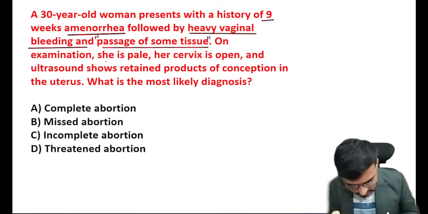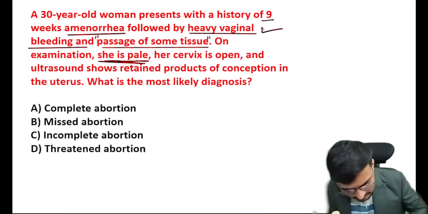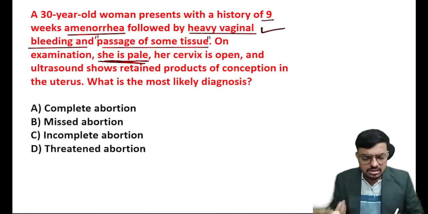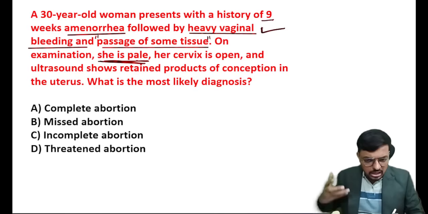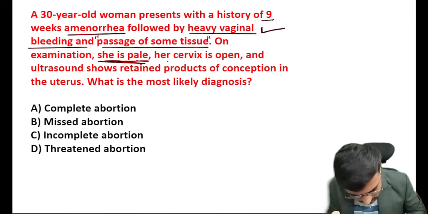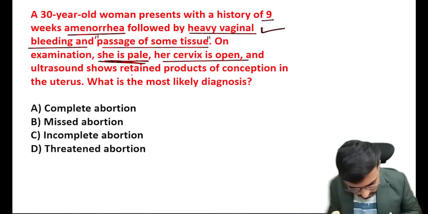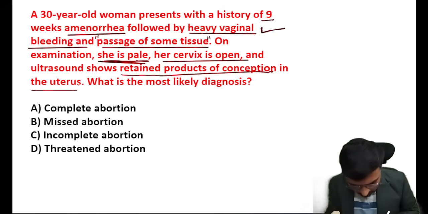On examination, her color is completely pale. So why is she pale? Because there is heavy vaginal bleeding. Okay, so there are no oxygen-carrying cells left. Because of the heavy bleeding, more RBCs went out, and with fewer RBCs the body becomes pale. Okay, and her cervix is opened, and ultrasound shows retained products of conception in the uterus. Very important. Keep it in your mind.